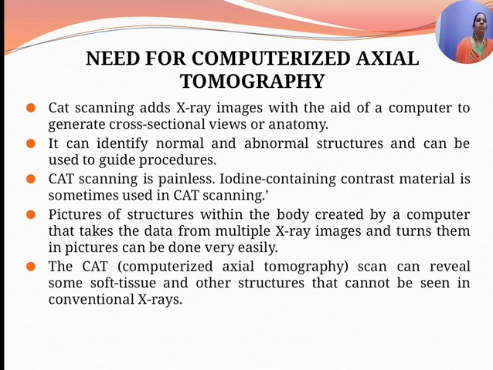The need for tomography. Need for CAT, or need for computer axial tomography. CAT scanning adds X-ray images with the aid of a computer to generate cross-sectional views of anatomy. Actually, there were two main limitations of using conventional X-rays to examine the internal structures of the body. We have seen earlier, X-ray imaging is used to study the internal organs of the body very carefully, and you can diagnose the problem. But there are certain limitations.